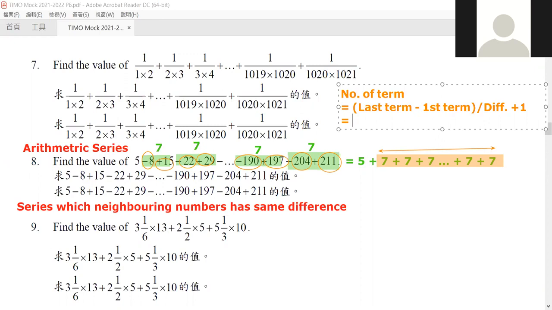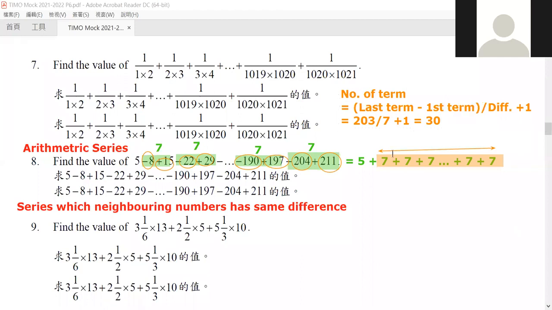So this will be 211 minus 8 is equal to 203, divided by 7, and then plus 1. So 203 divided by 7 is equal to 29, plus 1, and it will equal 30. So there are 30 terms here.